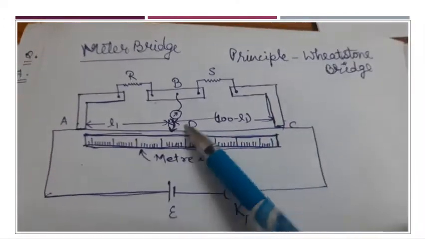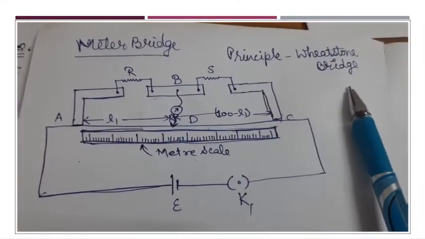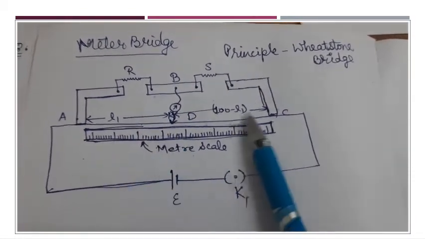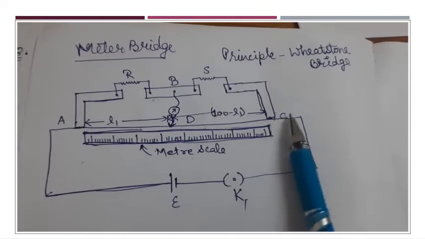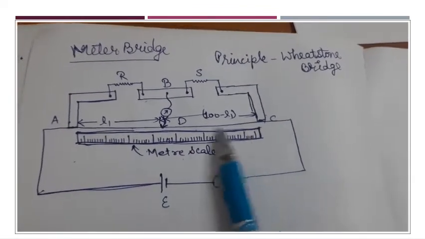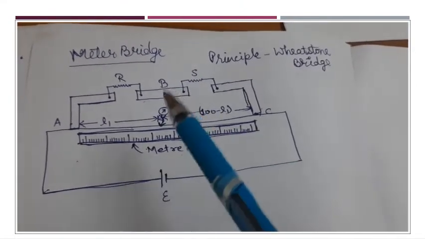So the device is a meter bridge. A meter bridge works on the principle of Wheatstone bridge. It consists of a 1 meter long wire, a wire of 100 centimeter or 1 meter length, which is shown by AC here, the wire AC. A meter scale shows that the wire is 1 meter in length.